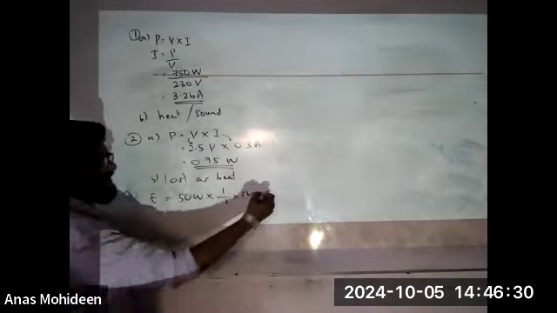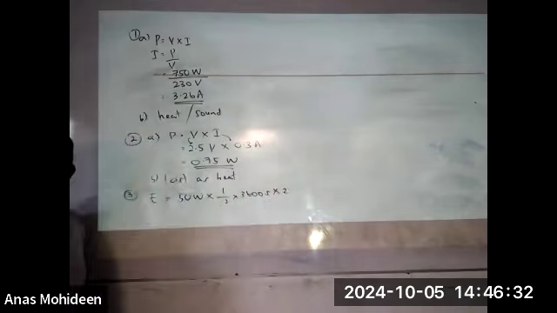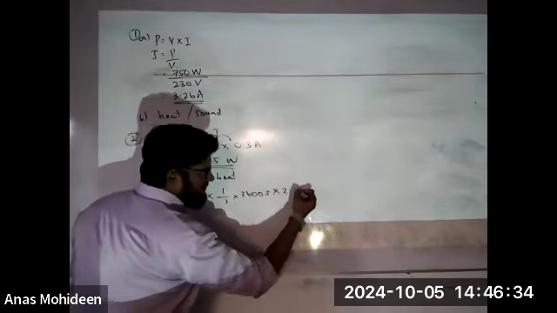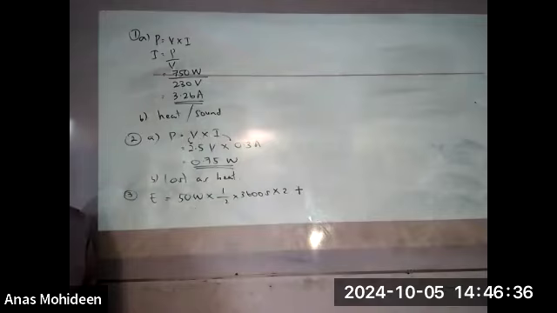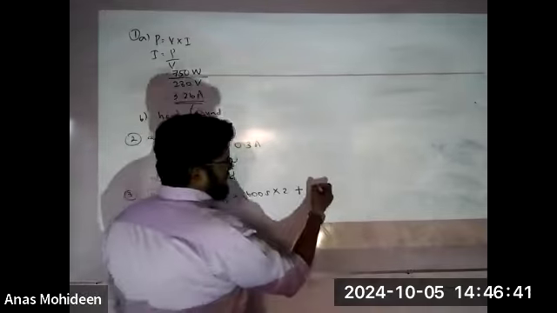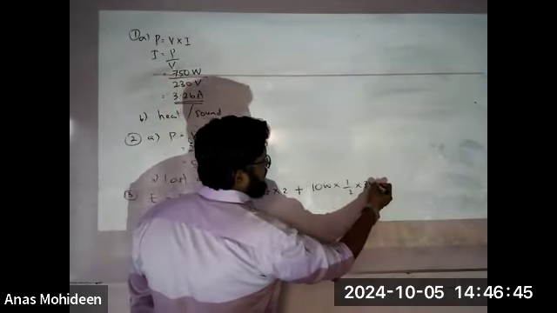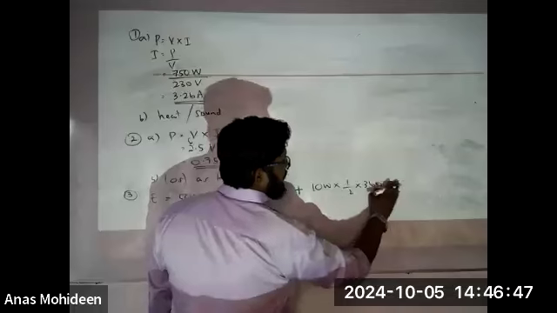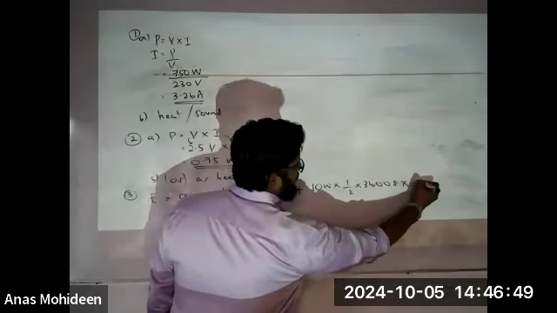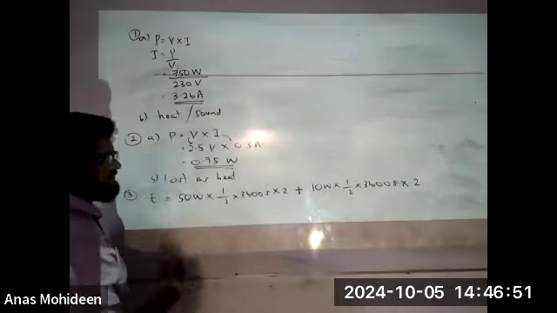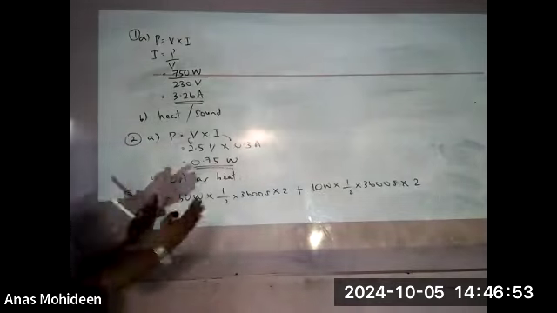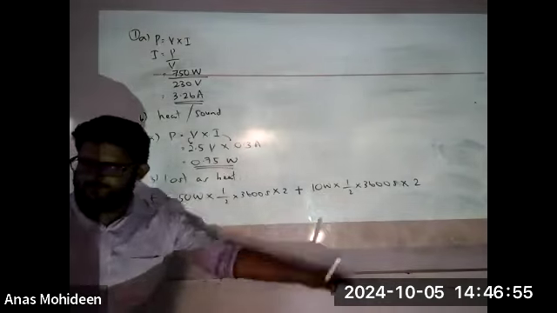And how many of them are there? Plus, a rear lamp is there, and there are 2 lamps, each 10 watts. So 10 watts into, again, half an hour, into 3600 to make it seconds, into 2. Now you can shorten this. I have written it in expanded form.